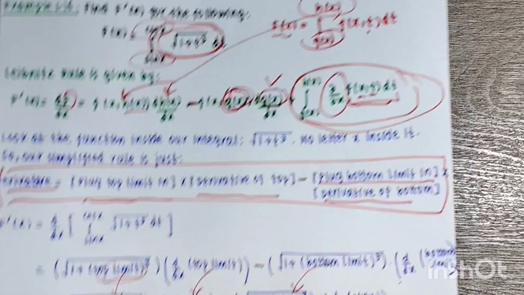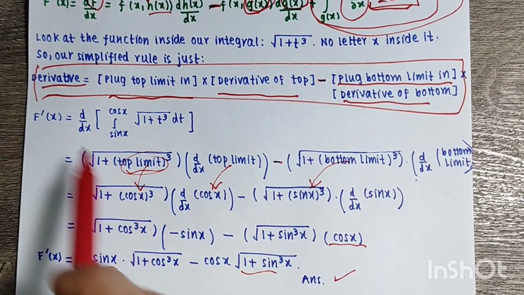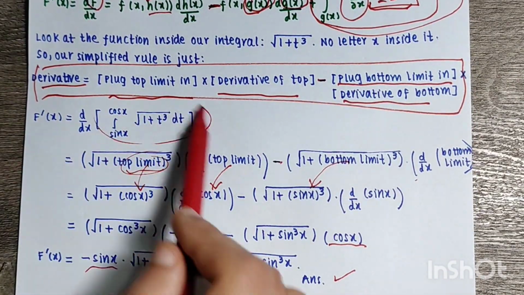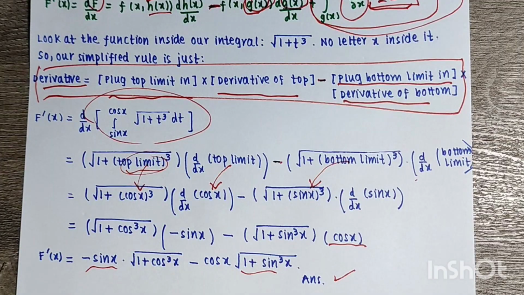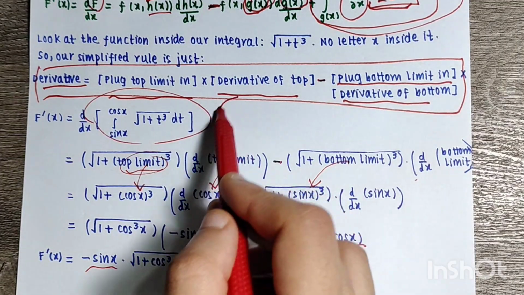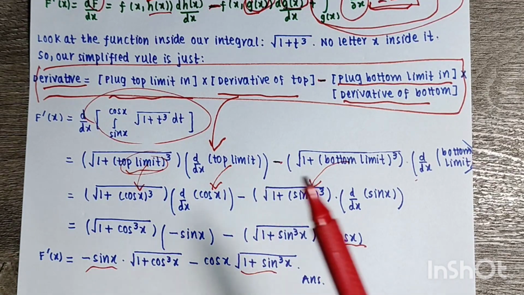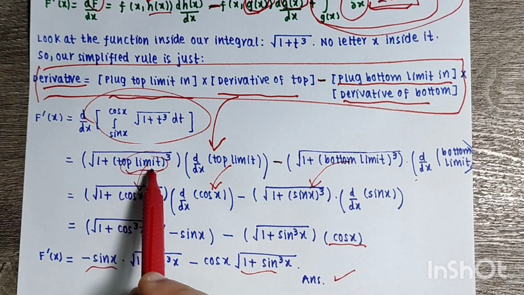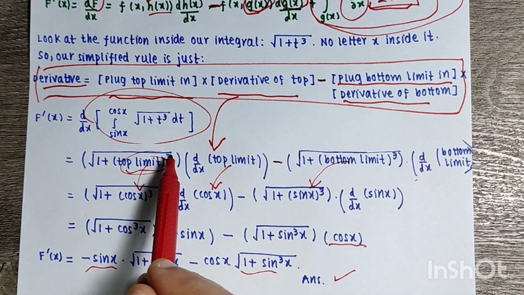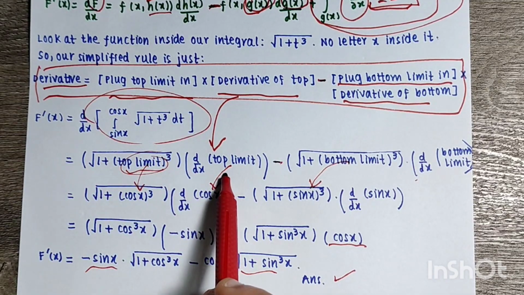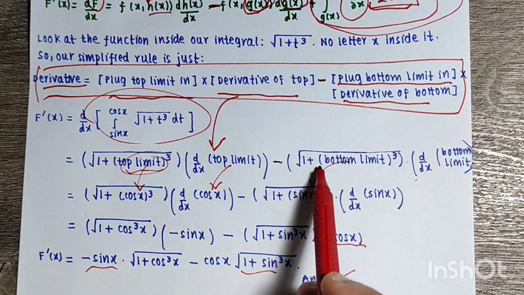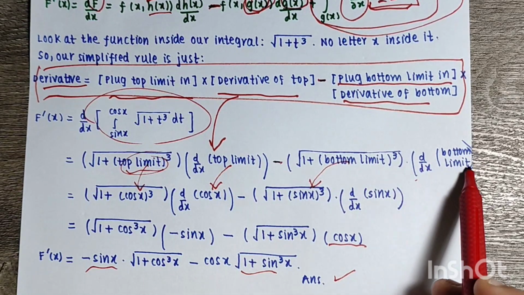And here's the step-by-step solution for this question. F prime of x, which is d by dx of this whole function. First, we have to apply the simplified rule, that is this. And we will substitute t with the top limit cos x and then substitute t with the bottom limit sin x. So we get square root of 1 plus top limit whole cube, and then d by dx of the top limit, minus square root of 1 plus bottom limit whole cube into the d by dx of the bottom limit.